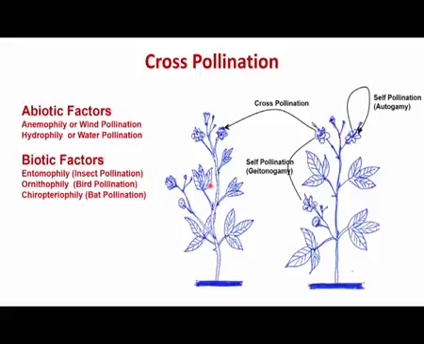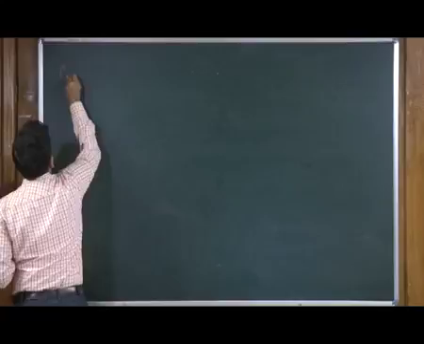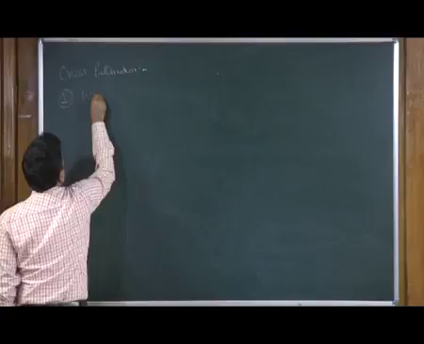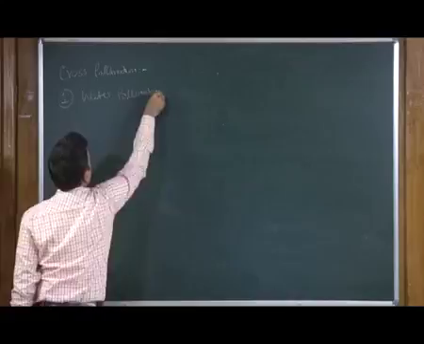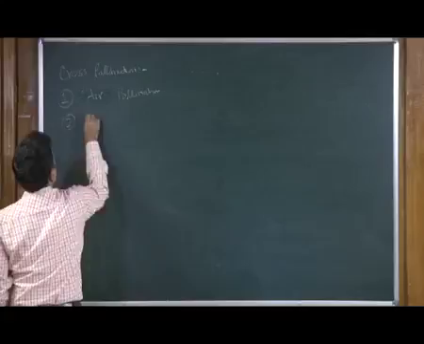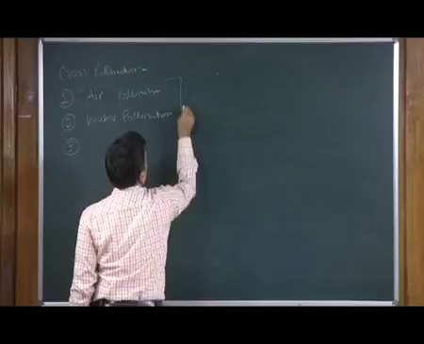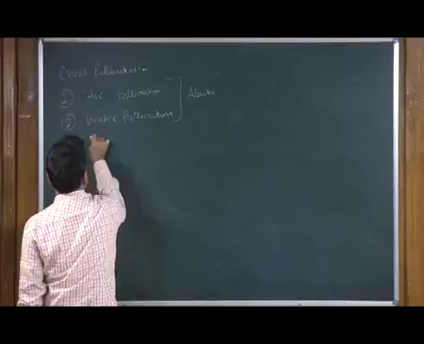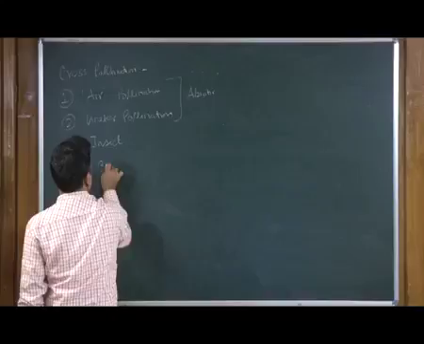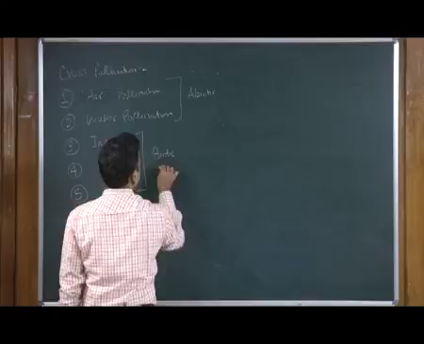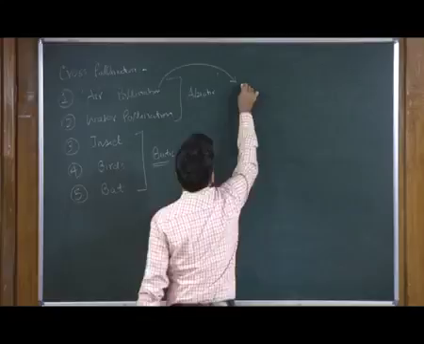So, cross-pollination: water pollination, air, water. These are the part of abiotic, and then you have the insect, the birds, and then the bat which is involved, and these are the biotic factors. So, let us start with air pollination.